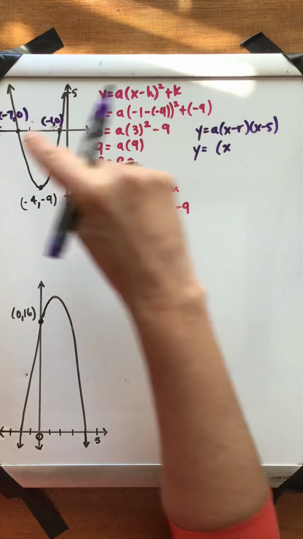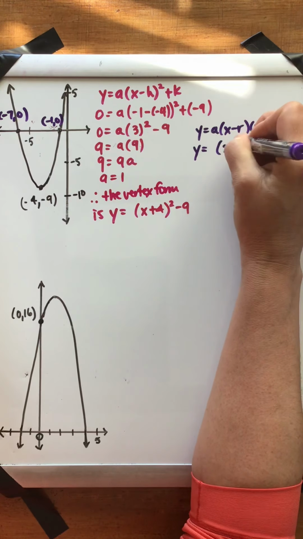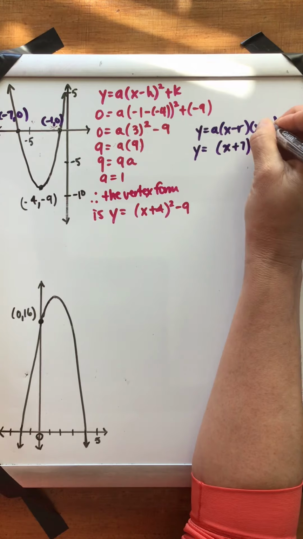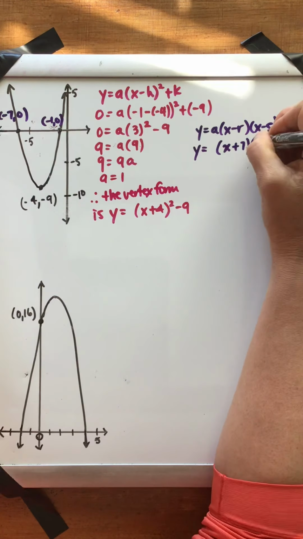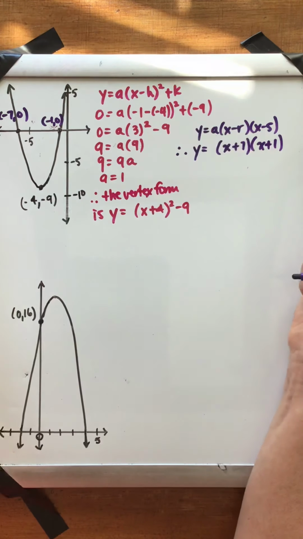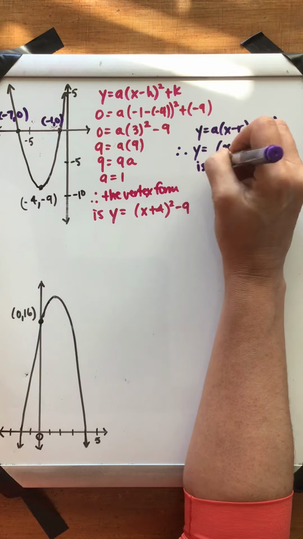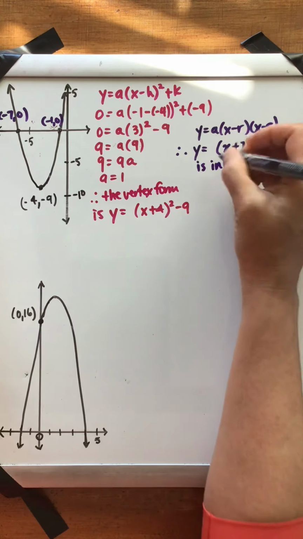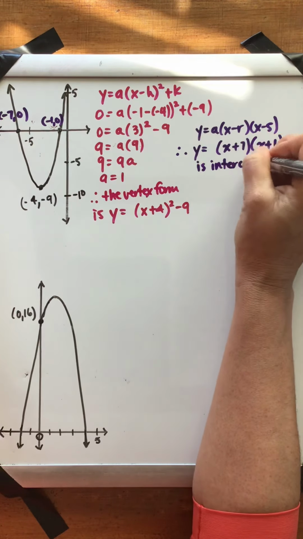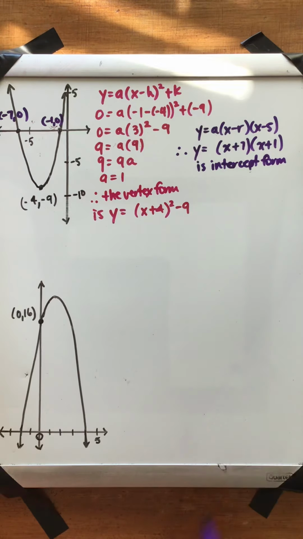X minus r. So x minus -7 means I'm going to write x plus 7. And x minus -1 means I'm going to write x plus 1. And so therefore, that equation is the intercept form for this parabola. So, how do we go to standard form?